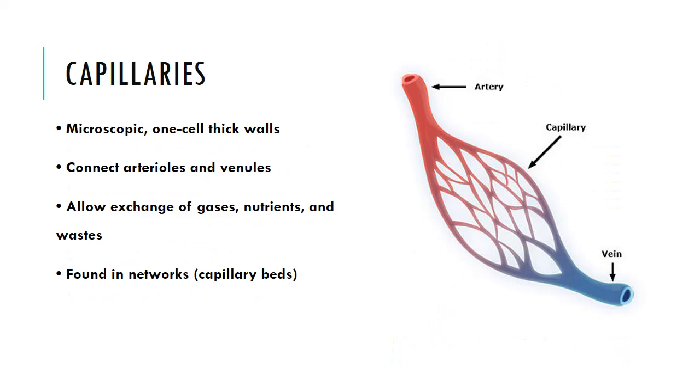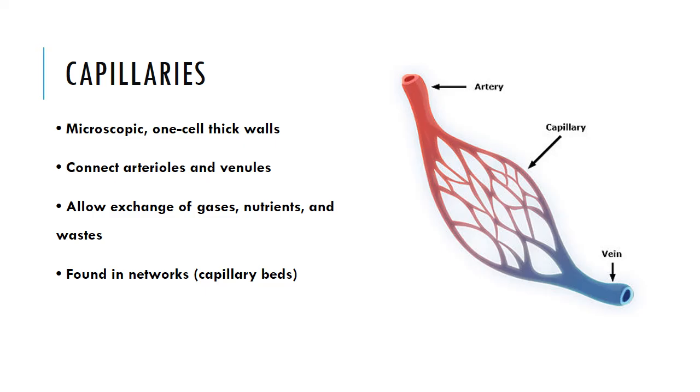Next, we have the capillaries, the smallest and most numerous blood vessels in the body. Capillaries are only one cell thick, made entirely of endothelium, which makes them perfect for exchange. These tiny vessels form networks called capillary beds, where they connect arterioles to venules. Here, the real magic of circulation happens.